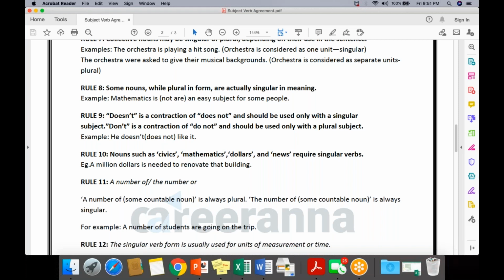Doesn't is a contraction of does not and should only be used with a singular subject. Don't is a contraction of do not and should only be used with a plural subject. Very easy to remember, right? Doesn't will always be used with a singular, don't will always be used with a plural. Now more examples. We just studied physics, mathematics. More examples: civics, dollars, news, all of them require singular verbs. None of them are plural.